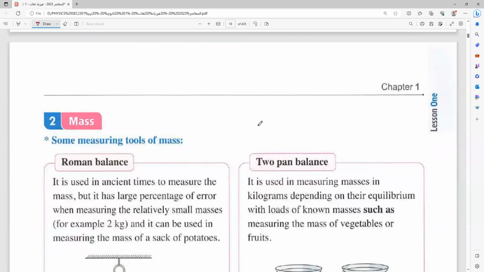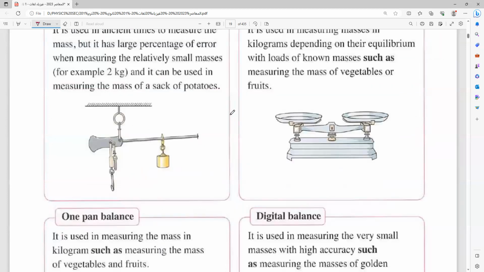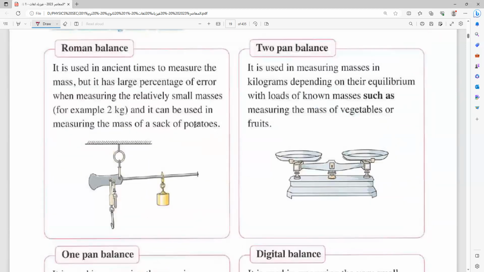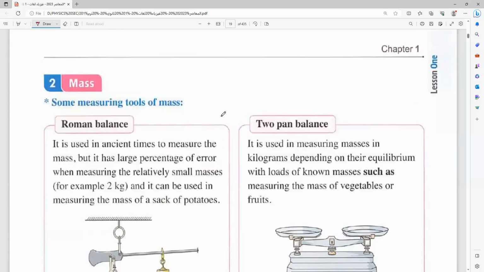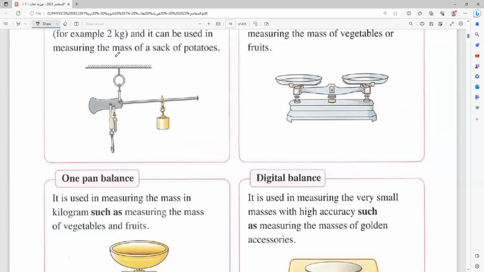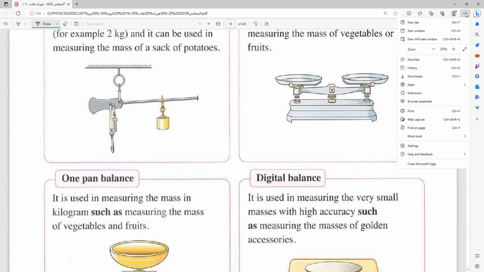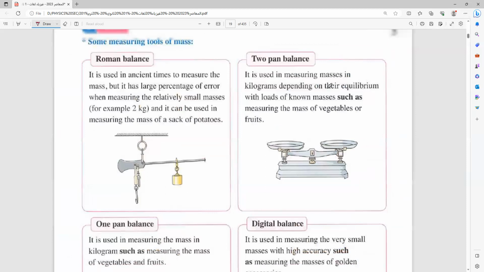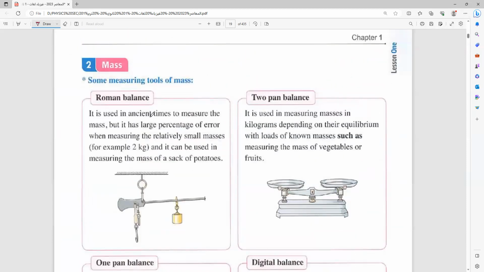Right. We'll transfer to the next point, the measuring tools of mass. Mass has 4 tools: Roman balance, two-band balance, one-band balance, and digital balance. What is the difference between these 4 tools? Each one of them has its own use. So let's start with the first one.